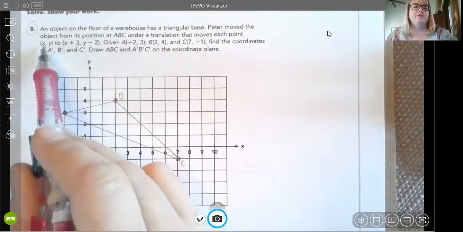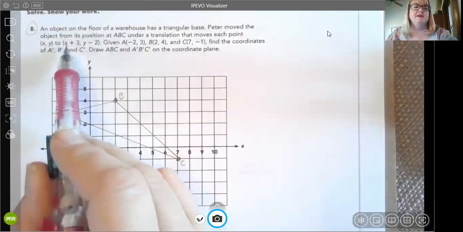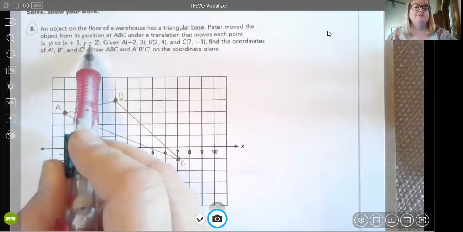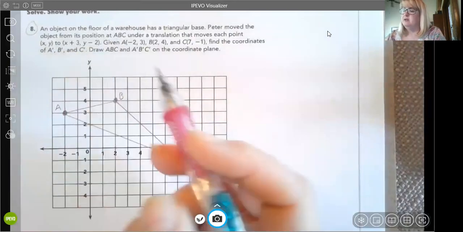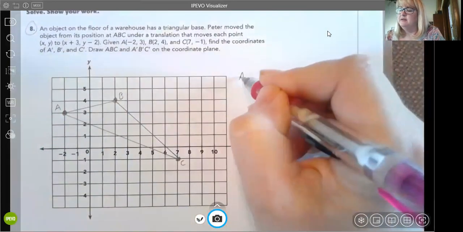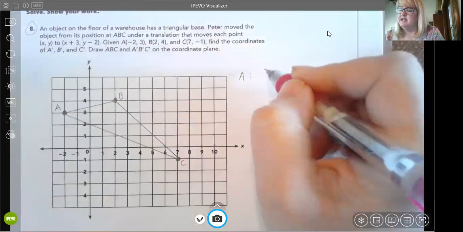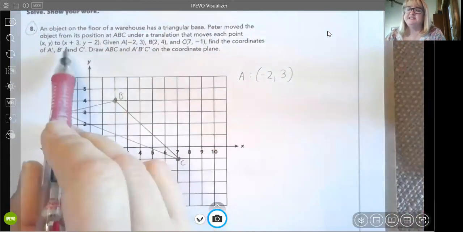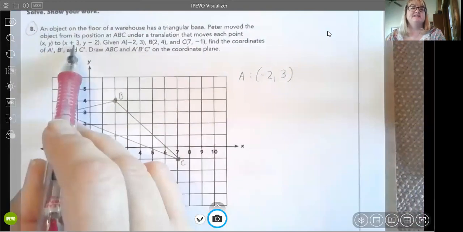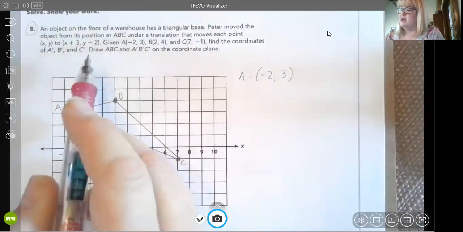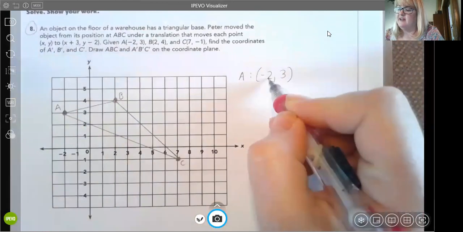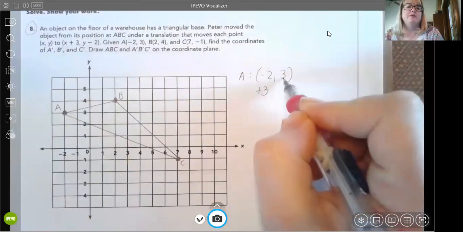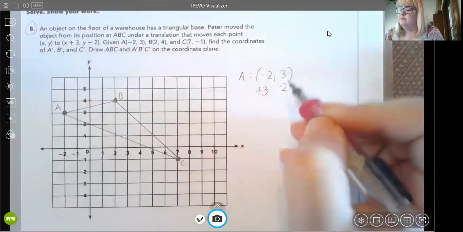So for each point, when you have X and Y, the movement, you're going to add 3 to X, and we're going to subtract 2 from Y. So A is, again, -2 and 3. And the directions tell us to add 3 to X and subtract 2 from Y. So this is our X value. We're going to add 3 to X. This is our Y value. We're going to subtract 2 from Y.